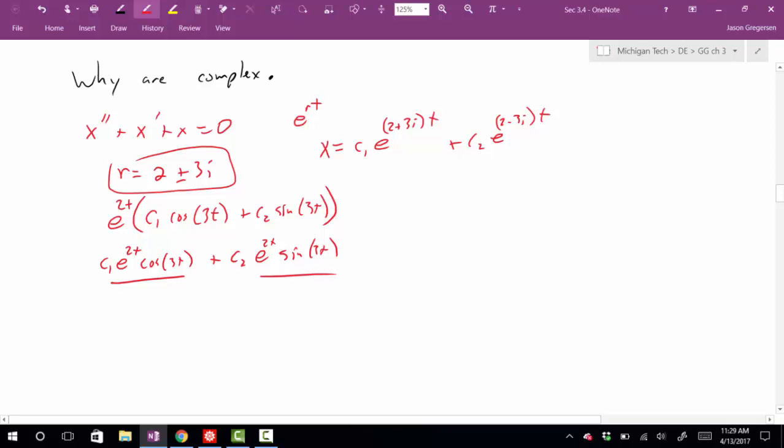And that is a solution. The only problem is it has these complex values in it. And that's hard for me to use in real applications. So I need a way to convert this solution into real solutions. Remember, the idea is we needed two linearly independent solutions. They form the basis for our solution space. Is that the only basis?